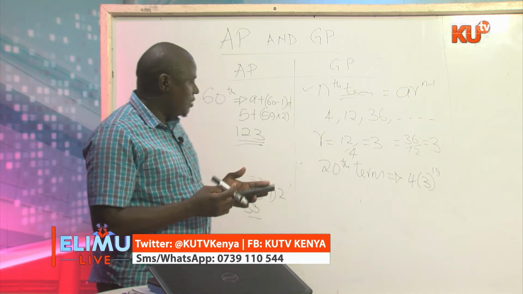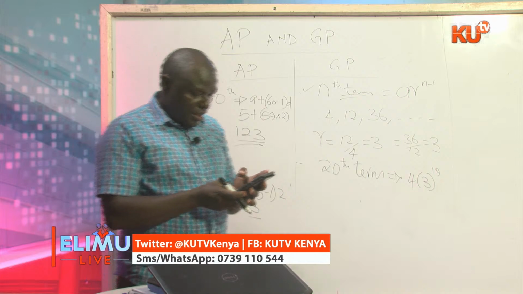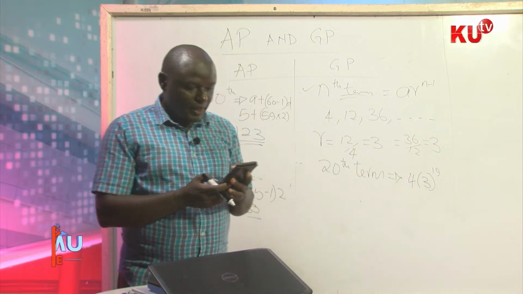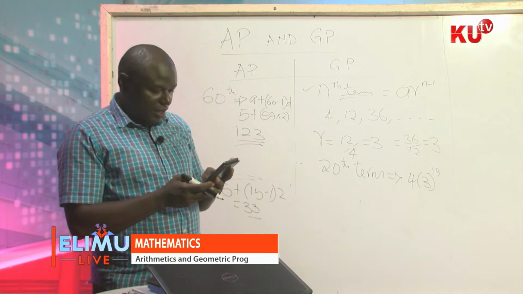So let's work that out. 3 raised to power 19. It's a big number. Then you multiply that by 4.